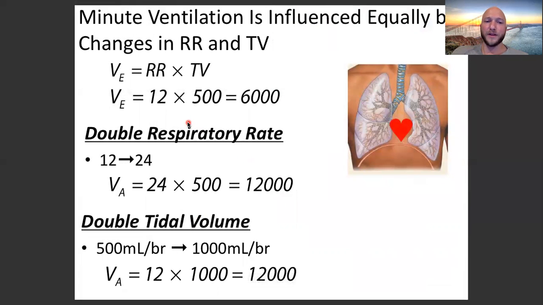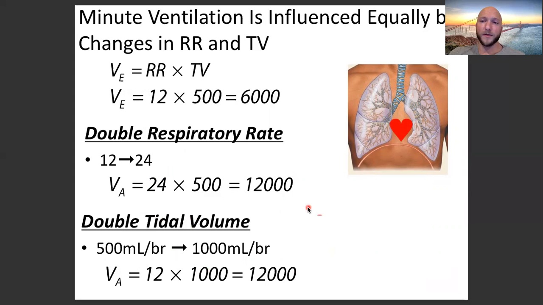So minute ventilation, let's take average numbers. 12 breaths per minute, average respiratory rate, 500 milliliters, average tidal volume. 12 times 500 gives us 6,000 milliliters per minute as an average minute ventilation. Let's see what happens when we double the respiratory rate. Well, 24 times 500 gives us 12,000. Now let's double tidal volume. So 12 times 1,000 is 12,000. Look at this. The math is the exact same.